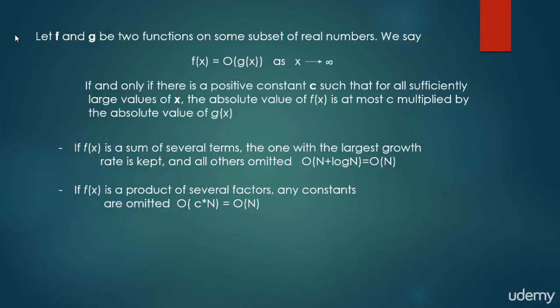And there are two important rules. If f(x) is a sum of several terms, the one with the largest growth rate is kept and all others omitted. For example, we have O(n + log n). Because n is bigger as far as the growth rate is concerned, it's going to be equal to big O of n. And if f(x) is a product of several factors, any constants are omitted. So a constant multiplied by n equals O(n).